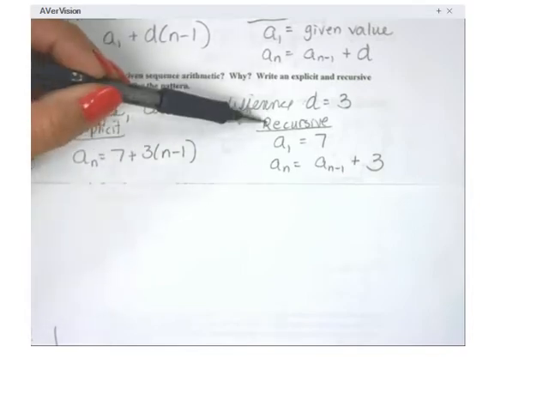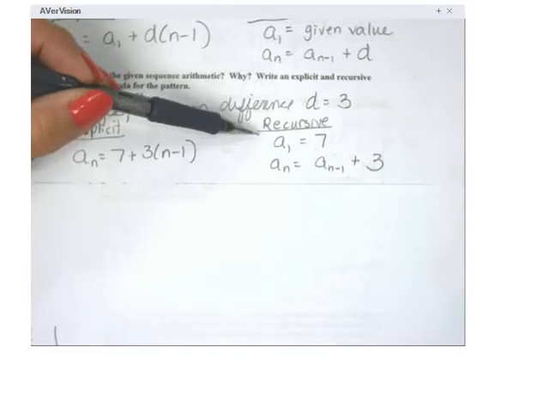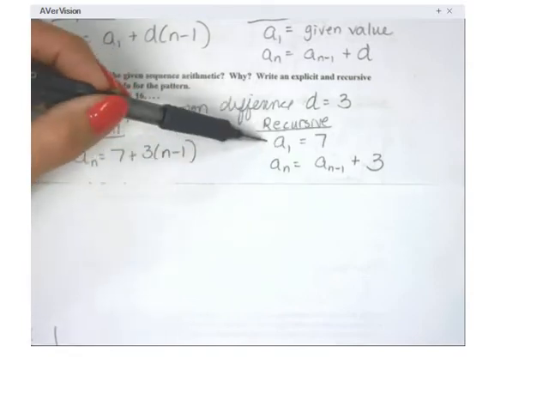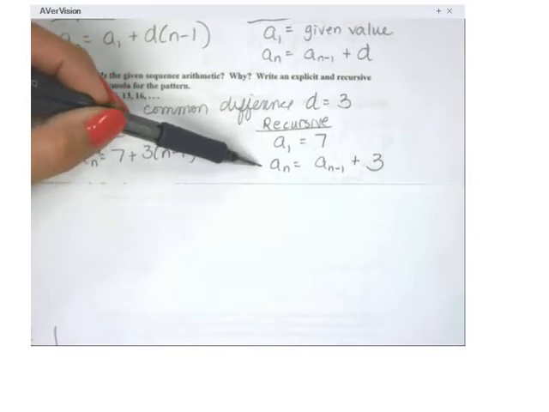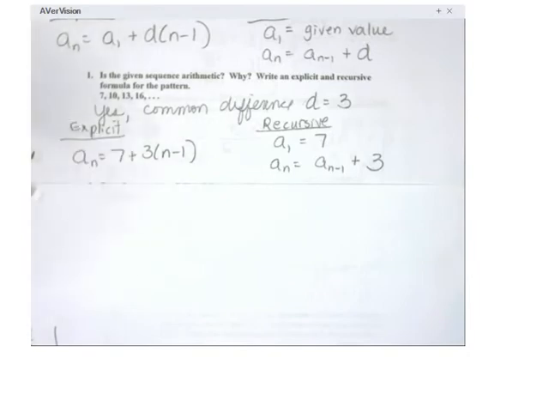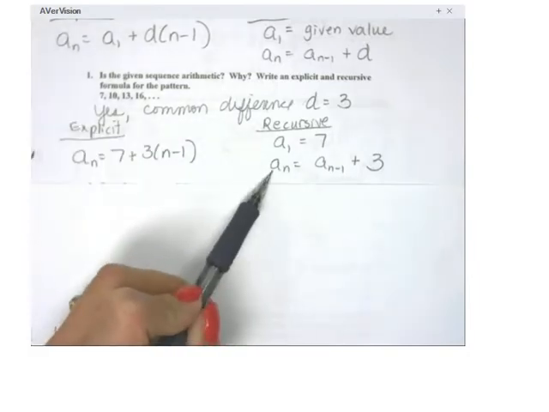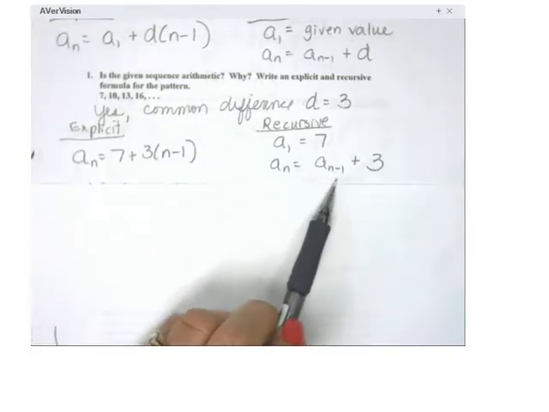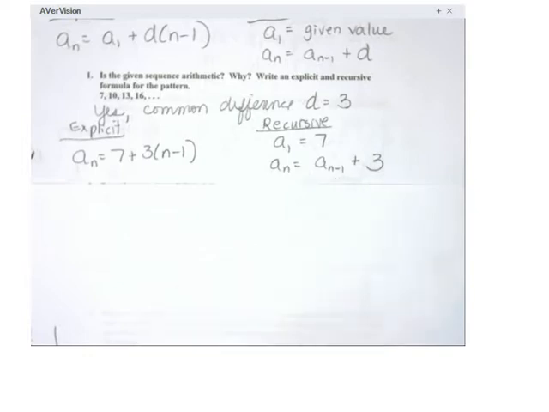Recursively, in a recursive formula, you always have to start out and let someone know where they're going to start. And once you tell them where to start, this second part of the rule will always tell you how to find all the terms after that using the term in front of it. So to find the nth term, I take the term right in front, a sub n minus 1, and add on 3.